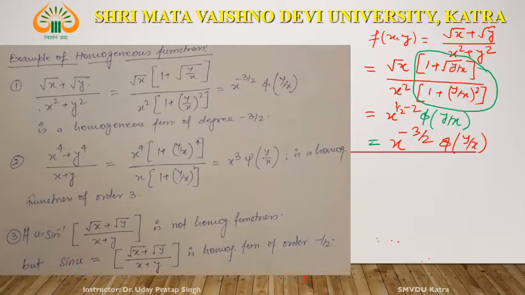Consider a second example. Suppose f(x, y) is equal to this. Taking x to the power 4 from the numerator and x from the denominator, the equation is converted into this form. Then this f(x, y) is a homogeneous function of degree 3.